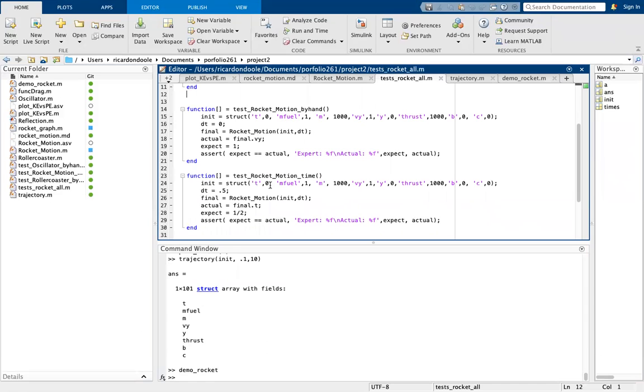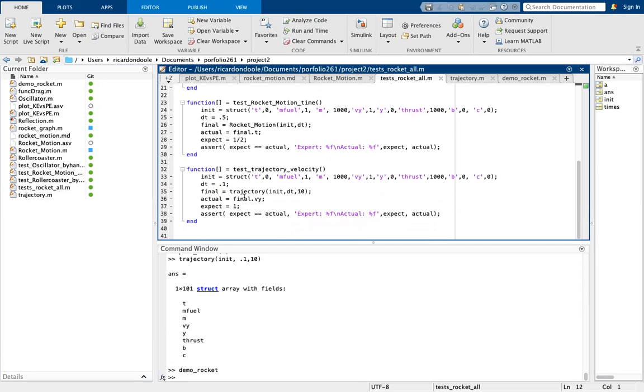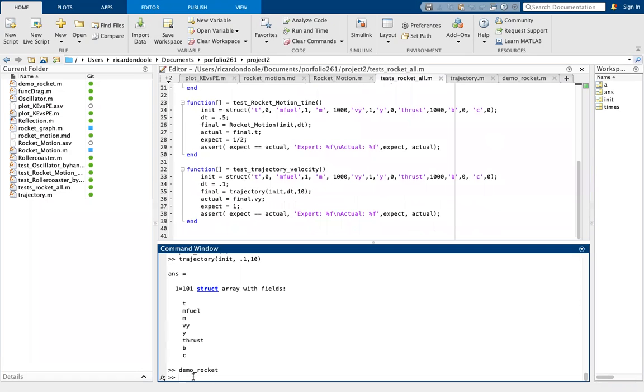The second one, I tested the time, using an initial t equals 0.5 and expecting the same half. The last one, I tested my velocity. There you go, it passed the test.